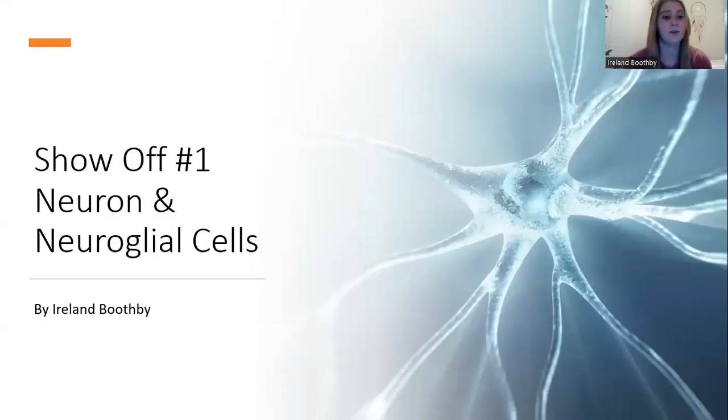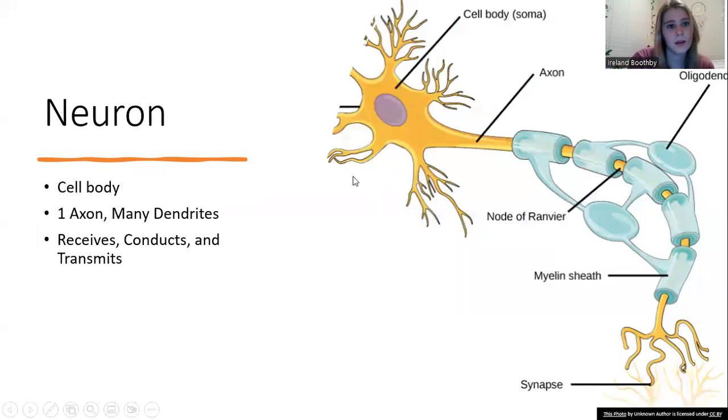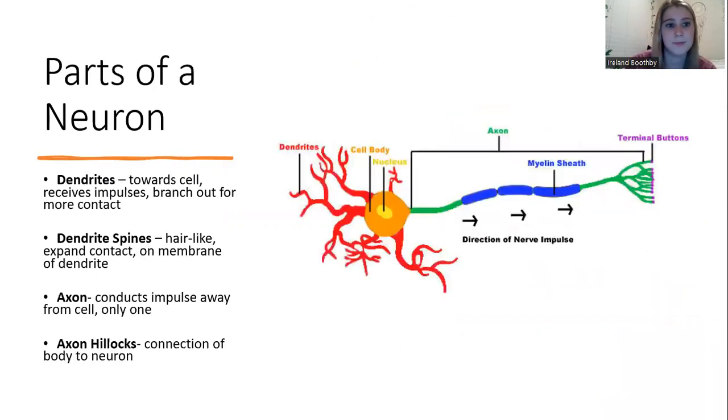I'm doing neurons and neurological cells. Okay, this is a neuron. It's the cell body, and you have one axon and many dendrites. This axon is the yellow part, and the dendrites are the little branch parts here. It is specialized to receive, conduct, and transmit impulses sent in the brain.